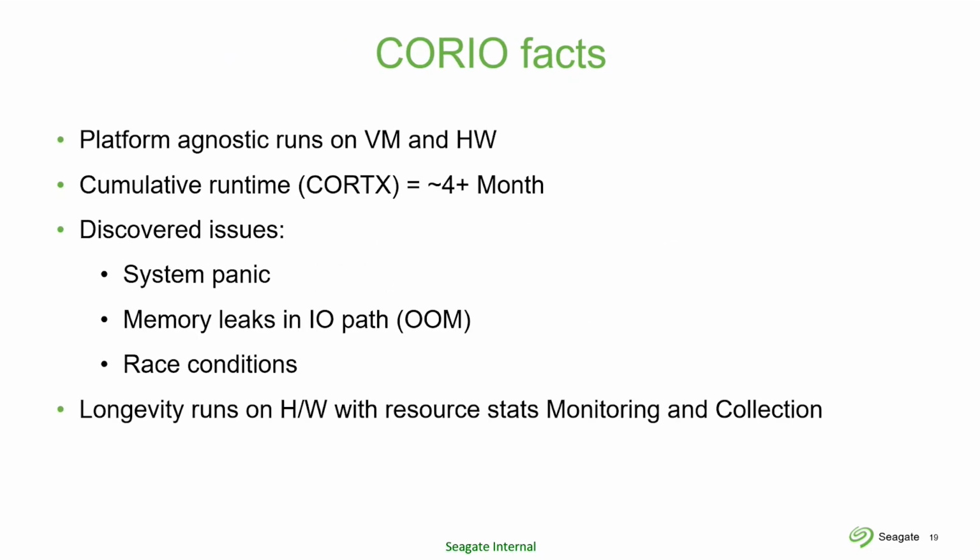So I want to talk about some CORIO facts. We have been executing this tool for 4+ months, both on VM and hardware. There are no such limitations. And we discovered issues related to system panic, memory leaks in the IO path, out of memory errors, and race conditions, and we filed those issues. And also, hardware has more capabilities, so we run longevity tests for n number of days, 2 weeks or 3 weeks or more, on hardware to compare the status of the system and data.